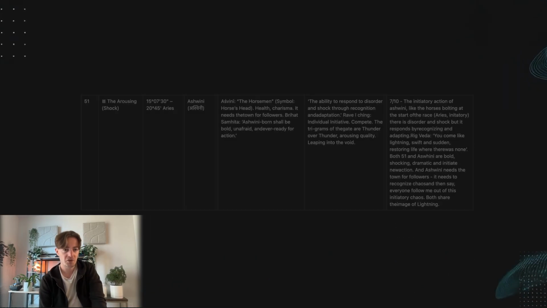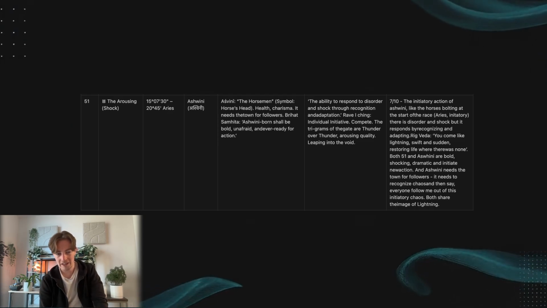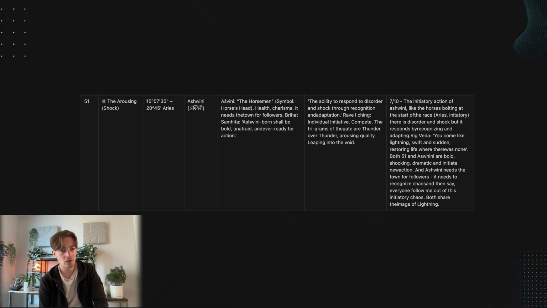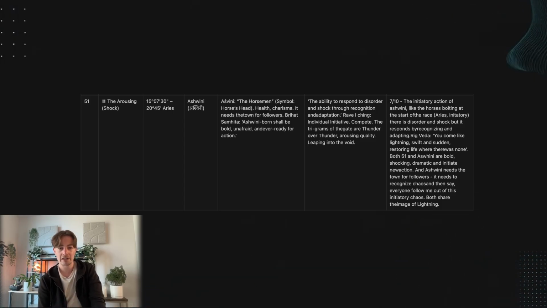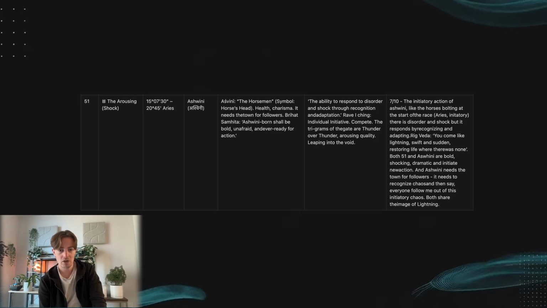As we move on to gate 51, it's called in the I Ching the Arousing, or the gate of shock. It goes from 15 degrees Aries to around 20 degrees of Aries. Again, this is in the Ashwini nakshatra. That symbol of the horse's heads, the health, the charisma. The Ashwini born will be bold, unafraid, and ever ready for action.